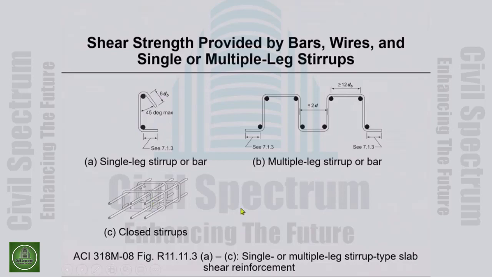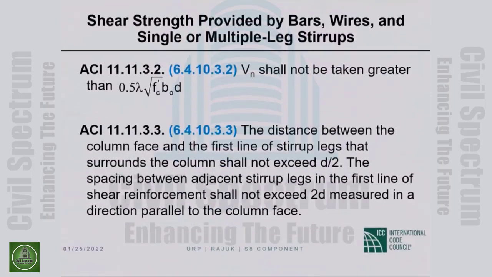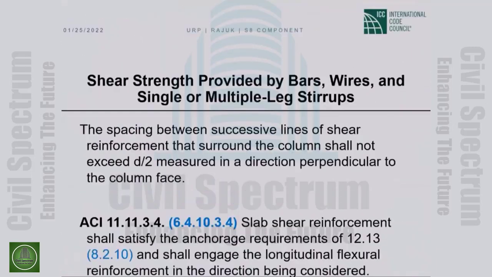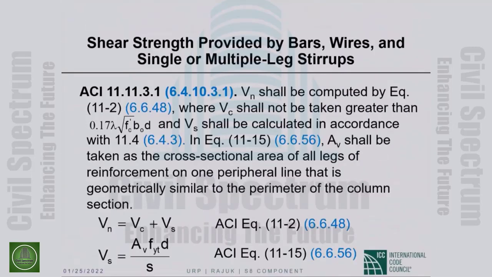Okay. Now there are 4. So this is the column. If you take a line here all around the column, you will get 8 legs of stirrup. And the combined area of those 8 legs would be the A_v. That's what this language is telling you. And please pay attention to that. A_v shall be taken as the cross-sectional area of all legs of reinforcement on one peripheral line that is geometrically similar to the perimeter of the column section.